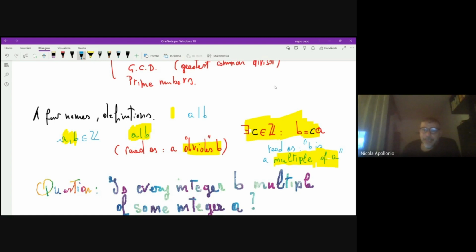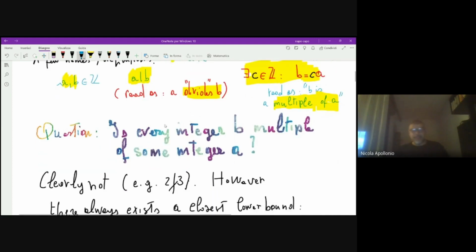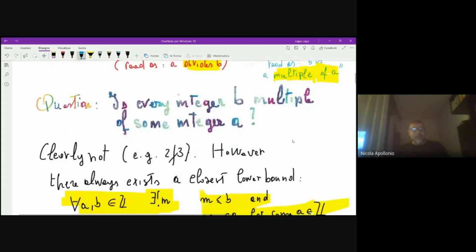So, for instance, 2 divides 4, and 4 is a multiple of 2, clearly. This is an easy definition. So we already know this definition, probably from very basic school. But the question is: is every integer b a multiple of some integer a? This is the question. Of course not. Clearly not. For instance, 2 does not divide 3. However, we can do something.